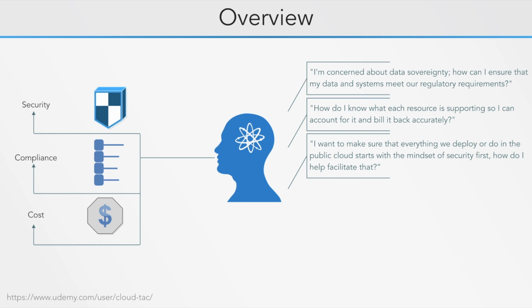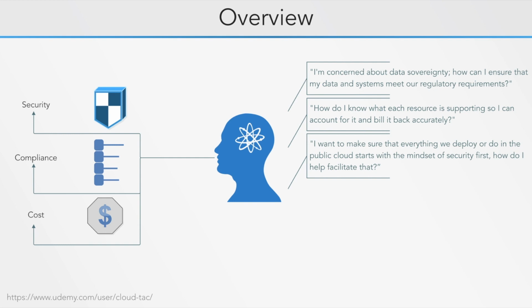How do I know what each resource is supporting so I can account for it and bill it back accurately? I want to make sure that everything we deploy or do in the public cloud starts with the mindset of security first. How do I help facilitate that? This lecture provides the second step to address the need for speed and control through Azure management groups.